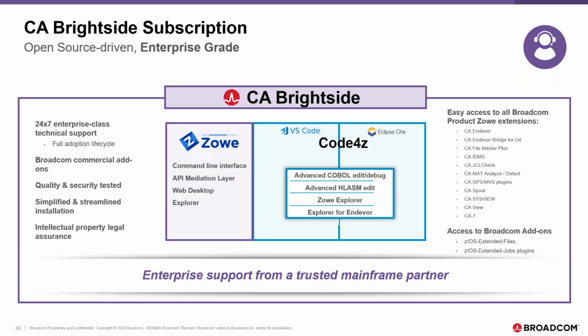And finally, for those serious about mainframe DevOps and mainframe modernization, we highly recommend an open-first approach with tools like VS Code and Zowe. As a trusted mainframe partner, we're ready to support your efforts, which is why we offer CA Brightside. In addition to enterprise-grade support, simplified installation, and IP assurance, it includes exclusive access to commercial add-ons, as well as all of the Broadcom product Zowe V1 conformant CLI extensions. That list is currently at 12 and still growing.